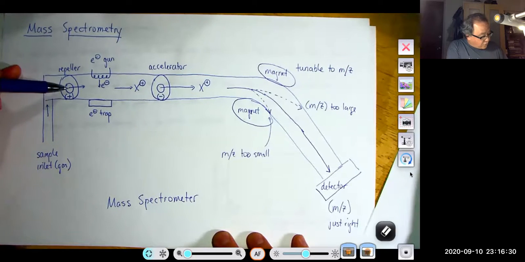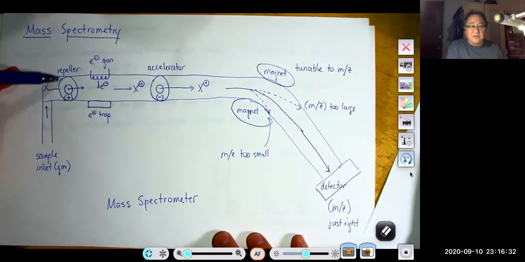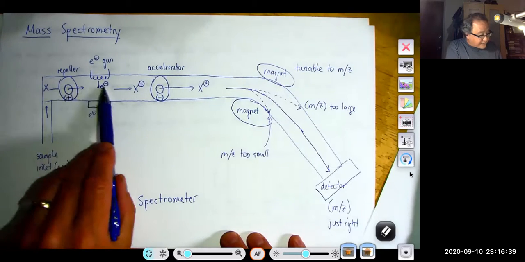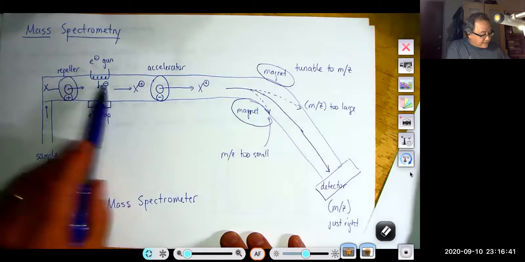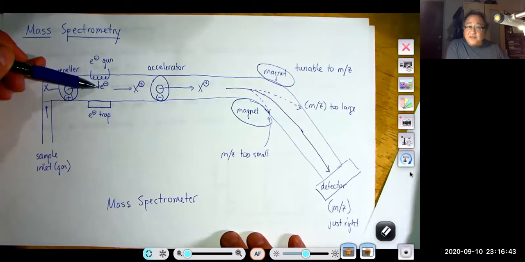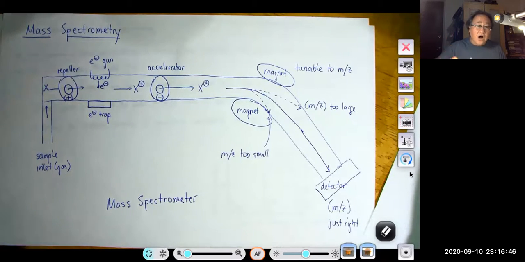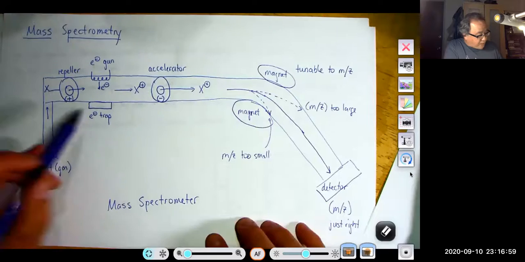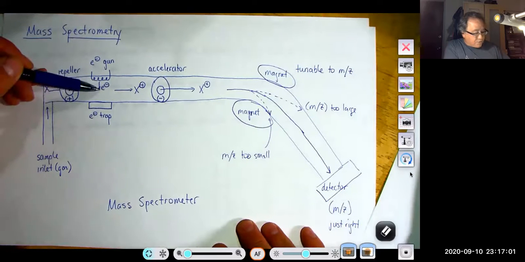Now, this hole here is in the middle of this thing called a repeller. The repeller has a positive charge. Now, when the gas particle passes past this electron gun, the electron gun has enough energy to knock an electron off of the molecule. So if you knock an electron off, the molecule or atom becomes positively charged, and we call that a cation. So this trap here is to make sure that electron doesn't go bouncing around all over the place.